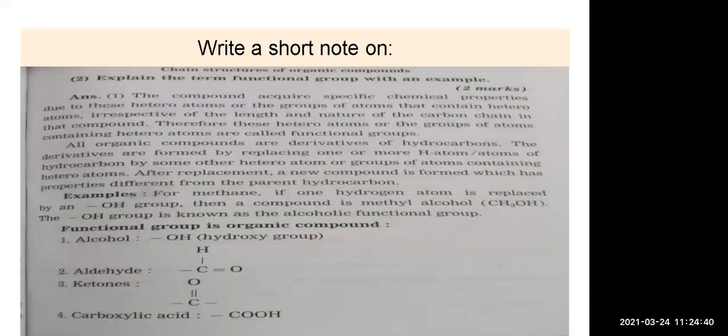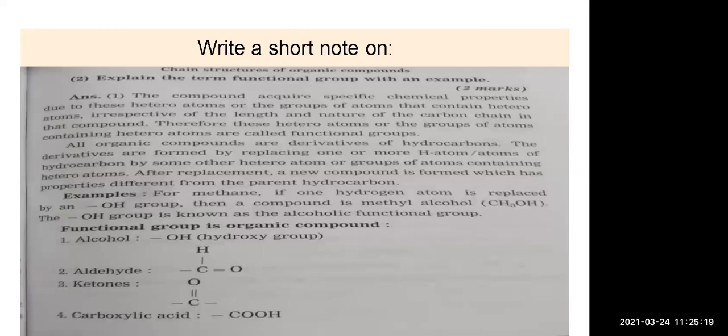Okay. Then a few short notes can be asked to you. Explain the term functional group with an example. We have to explain it with the help of an example. The compound acquires specific chemical properties due to these heteroatoms or groups of atoms that contain heteroatoms, irrespective of the length and the nature of the carbon chain in that compound. Therefore, these heteroatoms or the groups of atoms containing heteroatoms are called the functional group.